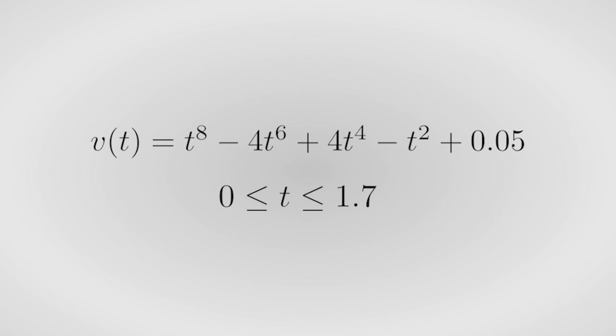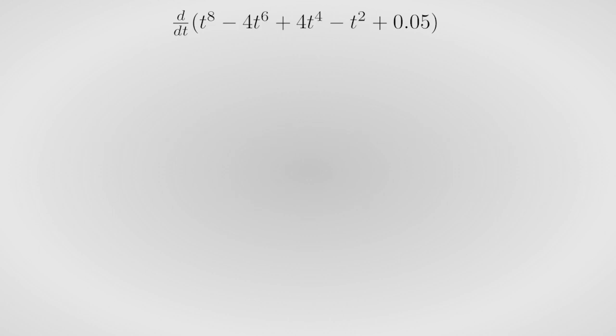Recall that speeding up is when velocity and acceleration are the same sign, and that slowing down is when velocity and acceleration are of opposite signs. The equation for velocity is given in the problem, so all we'll need to do is find the equation for acceleration, which we can do by taking the derivative of the equation for velocity. And that's the derivative. Pretty standard stuff. We just used the power rule a couple of times here.